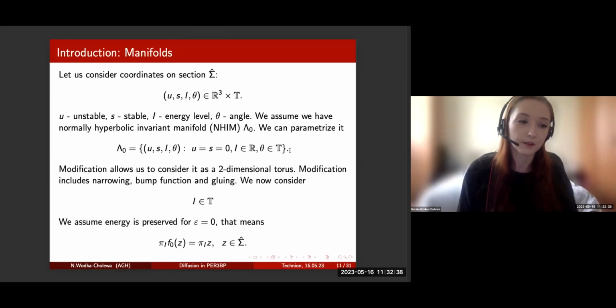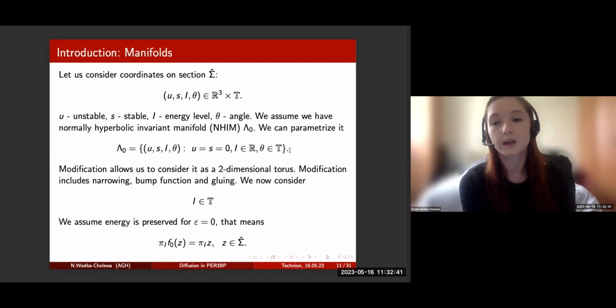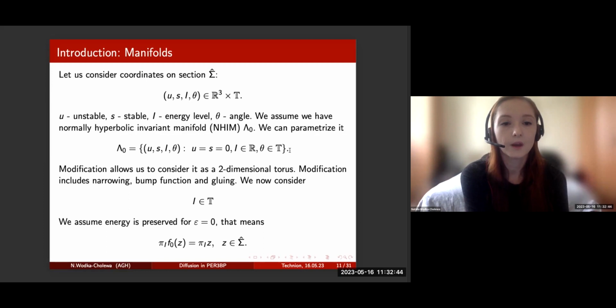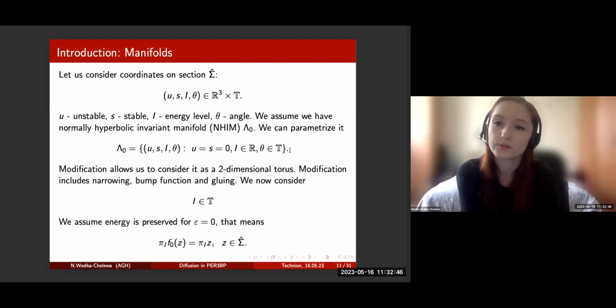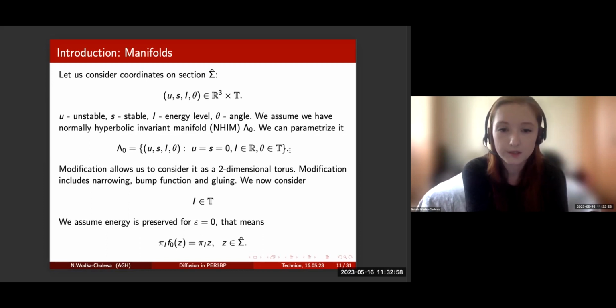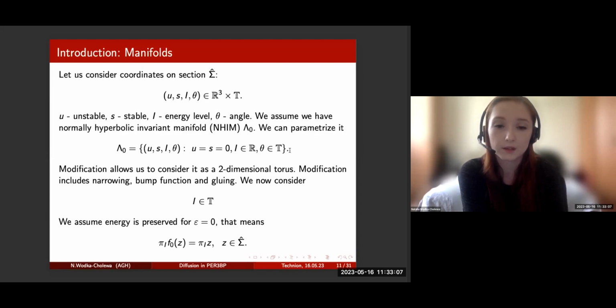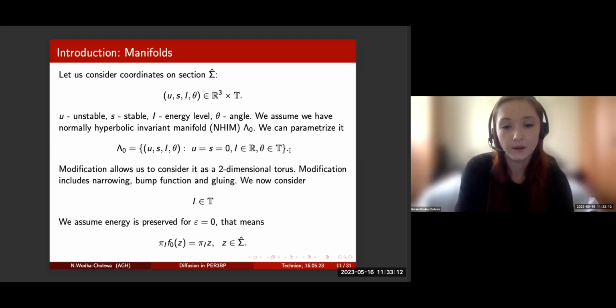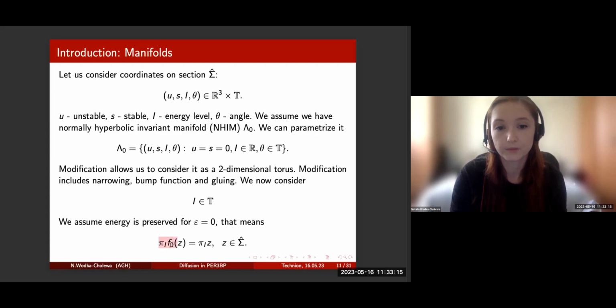So there's another important assumption for epsilon equals 0. For the unperturbed system, we assume that energy is preserved. So that means if I say that I is a coordinate that expresses energy, we have the projection on the coordinate I for f0 over z, a projection just with z. So its energy is preserved, so it doesn't change energy after the movement. Just like that, right? Because I is our energy level.